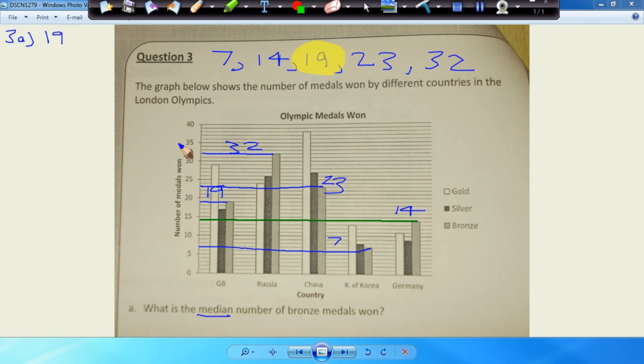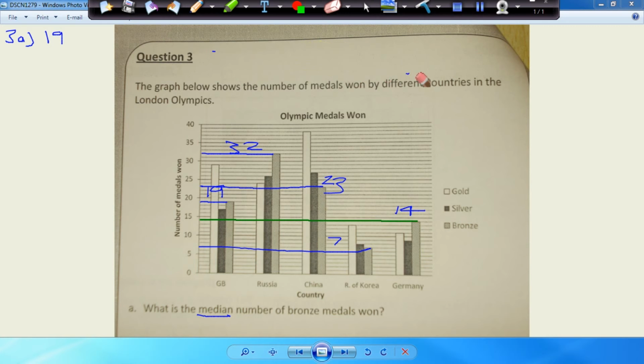Okay, I'm going to read to you now question 3B, because everything's to do with this graph. I can't keep going backwards and forwards, so I'll read it out to you. Question 3B. What is the mean number of silver medals won by these countries? The mean number. Okay, so they are asking about the mean now.